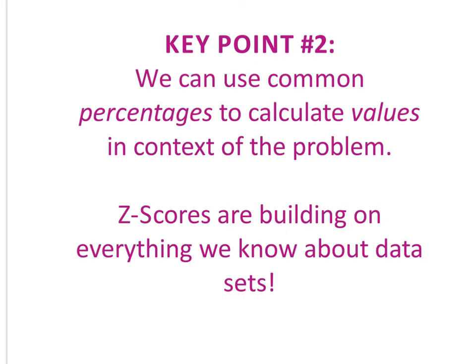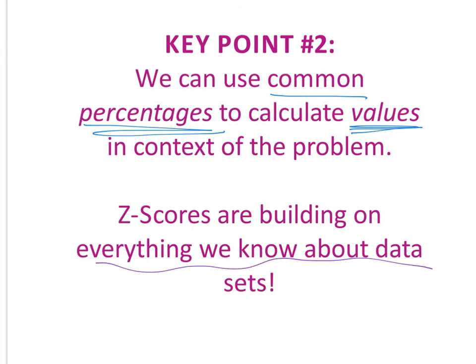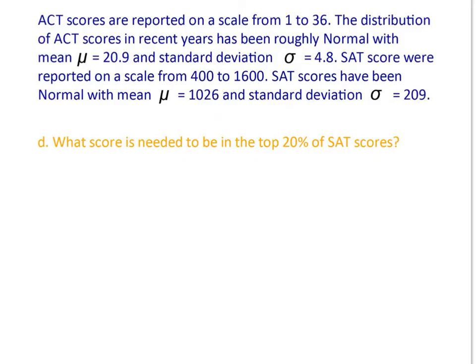So key point number 2 is we can use common percentages to calculate values in context of the problem. So z-scores are building on everything we know about data sets. We're just adding more and more to things that we've been talking about and working with. So everything is building in this class, and it's building towards inference. So last problem is part D. It says what score is needed to be in the top 20th percentile?